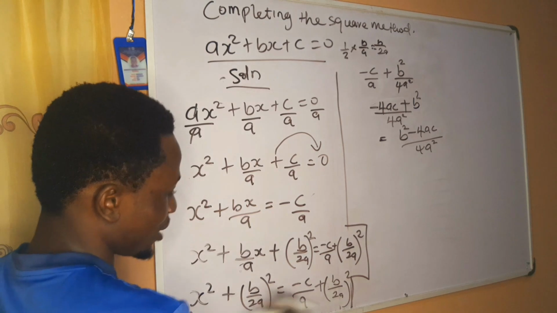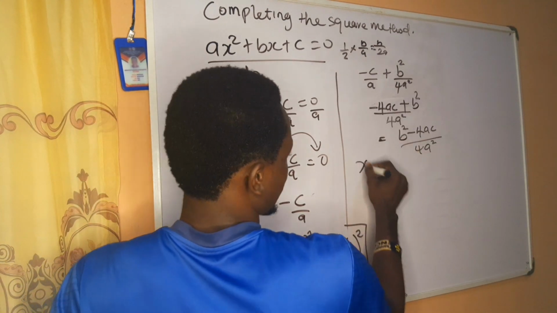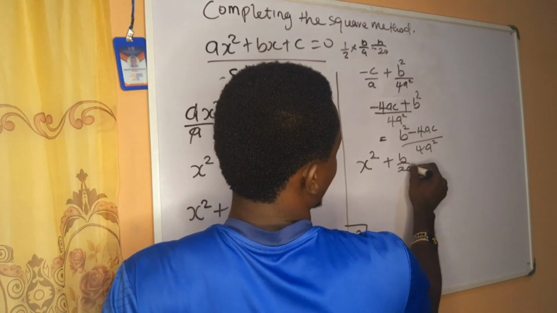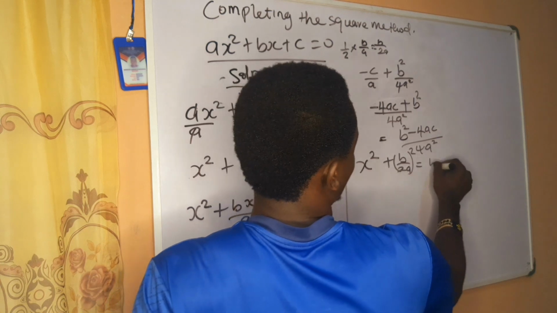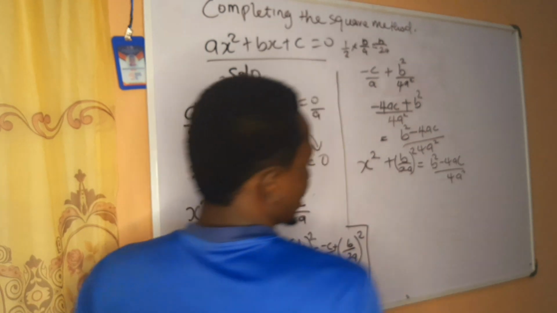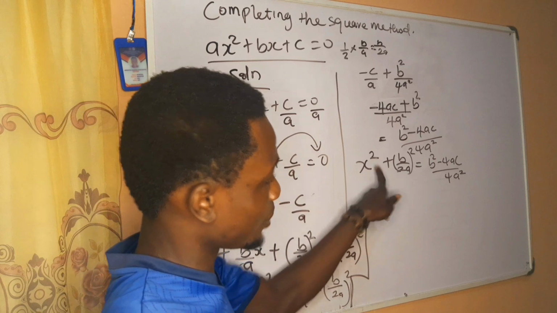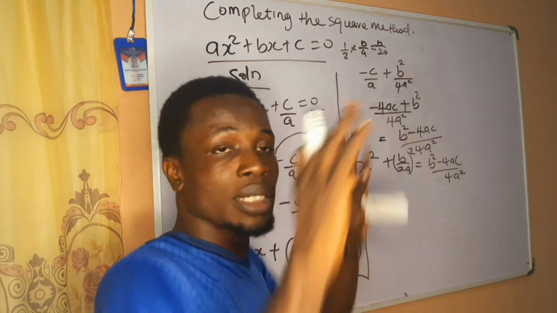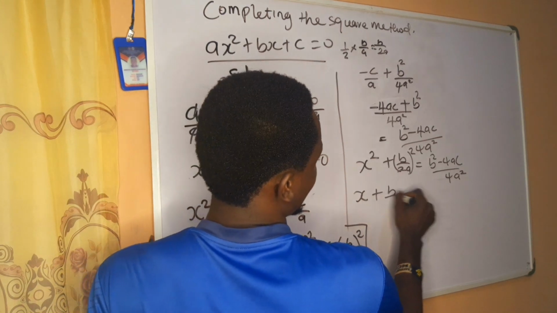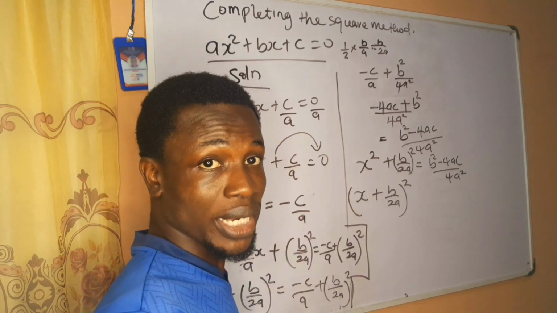Remember that this is equal to this, and we have solved this to give us this. So I can write it as x squared plus b over 2a squared is equal to b squared minus 4ac over 4a squared. Now remember that at this point, this square is common to them, so I can actually put both of them in the bracket and square it. This is what I mean. I can put it as x plus b over 2a, then all squared, because both have square in common.